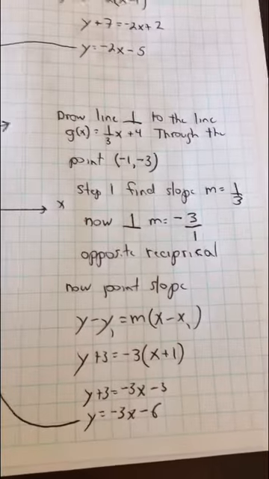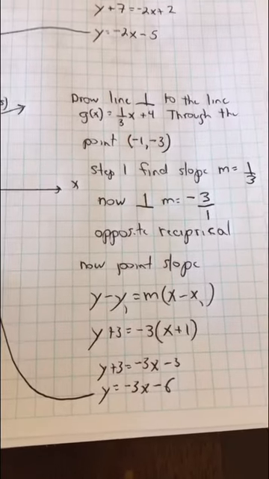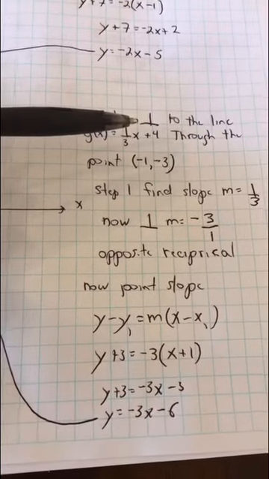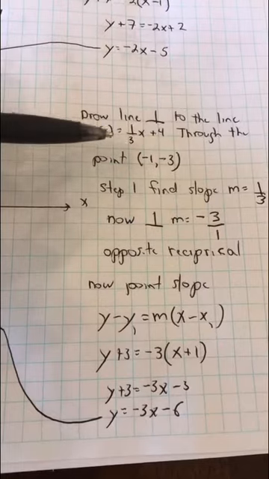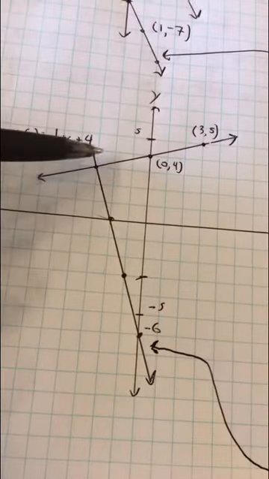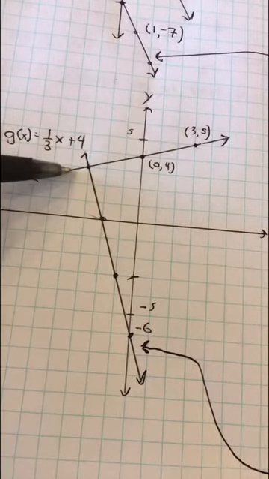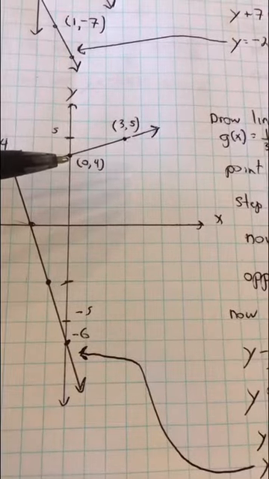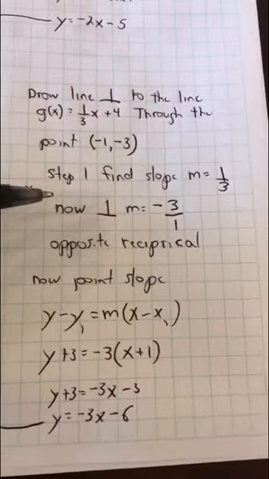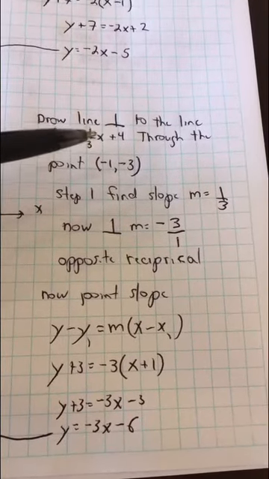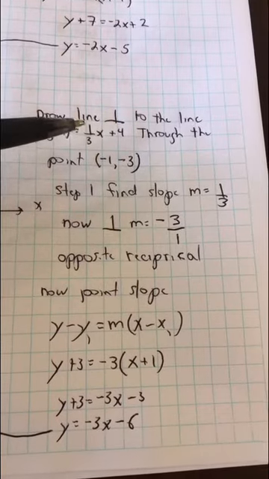So once again, it's the same three-step process. I need to draw a line that's perpendicular. Remember, that's the symbol for perpendicular. To the line g of x is equal to 1/3 x plus 4. Notice that it's 1/3 x. See, I go up 1 over 3, up 1 over 3, and I do in fact cross the y-axis at 4. So, find the slope. Oh, it's 1/3. It's given to us. Remember, it's the coefficient in front of the x term.